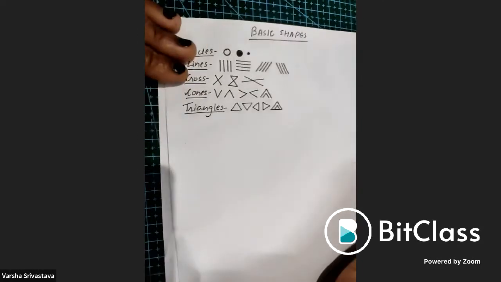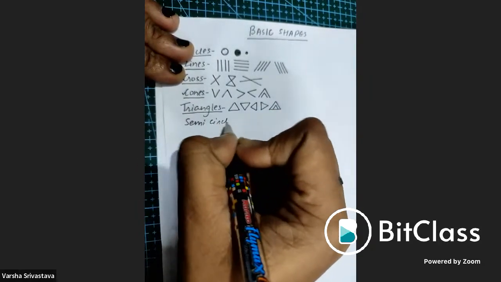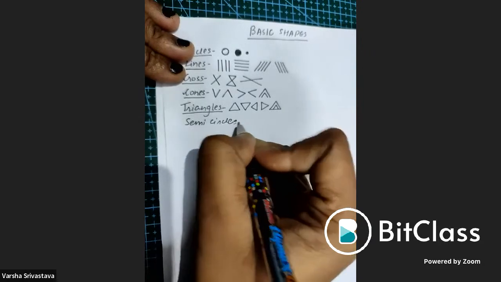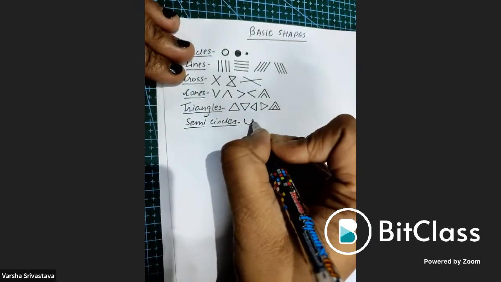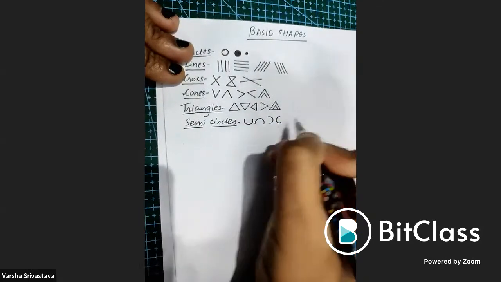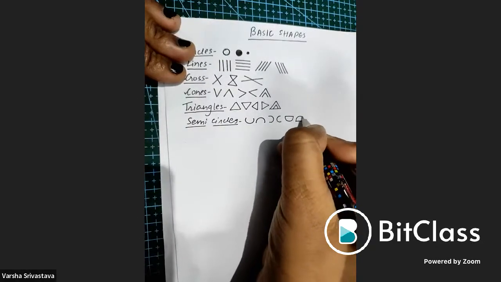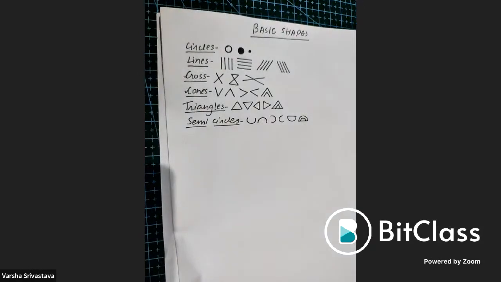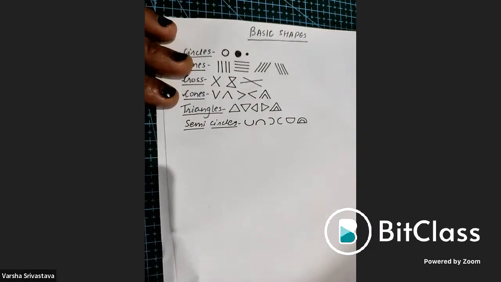I'm going to make the semicircles. Just make the semicircle like this, upside down, sideways, left and right. One line and the semicircle, making it upside down and making another semicircle inside. And then I'm going to make the curves.